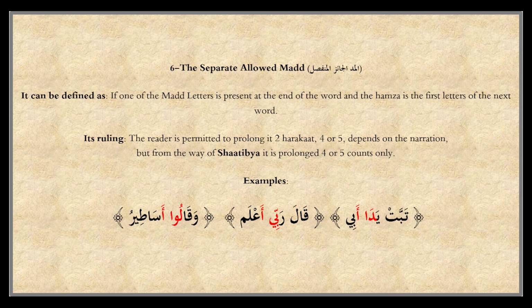The sixth one, the separate allowed med. If one of the med letters is present at the end of the word, and the hamza is the first letter of the next word, its ruling is you need to prolong 4 or 5 from the way of Shatibiyah. Like وَقَالُوا أَسَاطِيرُ. So lu is a med letter, and there is the hamza at the beginning of the next word. قَالُوا أَسَاطِيرُ. قَالَ رَبِّي أَعْلَمُ. تَبَّتْ يَدَا أَبِي لَهَبٍ, and so on. So this one obviously follows the previous one, the required attachment.